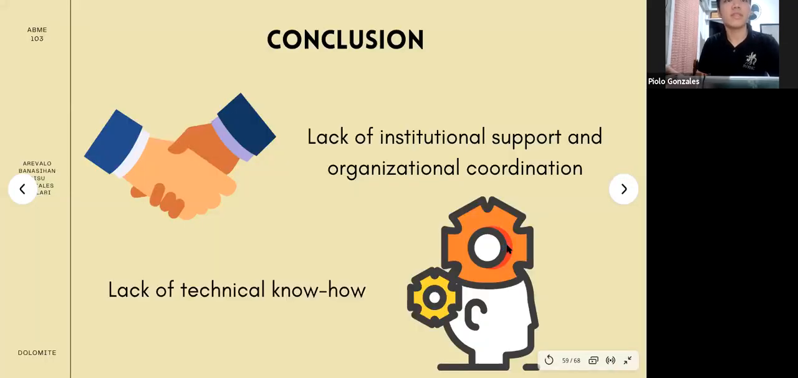The commodity system analysis for mango ended with assessments on the sectors of the mango industry that need room for improvement of the overall potential of this commodity. Since mango is one of the top priority commodities here in our country and is very abundant throughout the seasons, there are a lot of opportunities to boost the mango industry by resolving these issues stated. First is the lack of institutional support and organizational coordination.